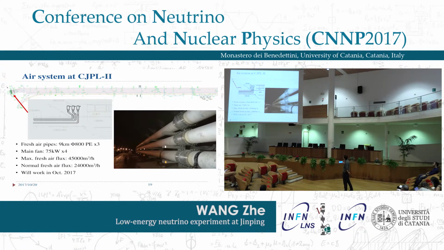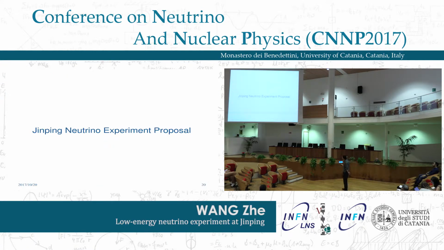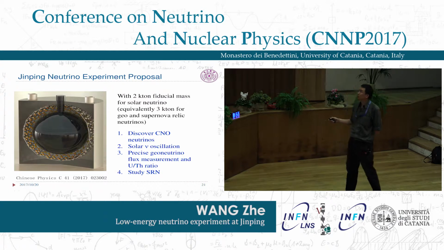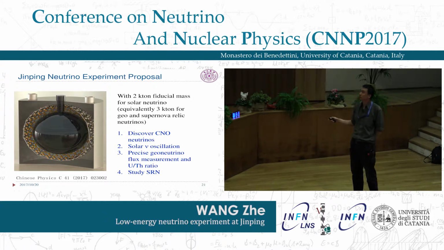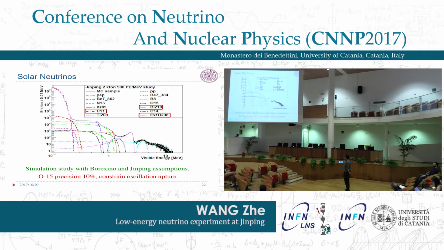This is a picture from, I think, last month. We have the air ventilation system installed, so I think they'll start working in October. Then a little bit about the Jinping Neutrino Experiment proposal. We hope to build a 2 kiloton physical mass for solar neutrino physics. Equivalently, it is like 3 kilotons for geo and supernova neutrinos. With this detector, we think we have the sensitivity to discover the CNO neutrinos and pin down the solar neutrino oscillation, have a precise geo-neutrino flux measurement of the uranium-thorium ratio, and study the supernova relic neutrinos.